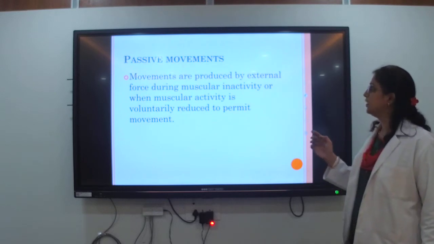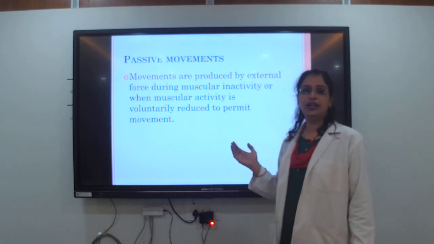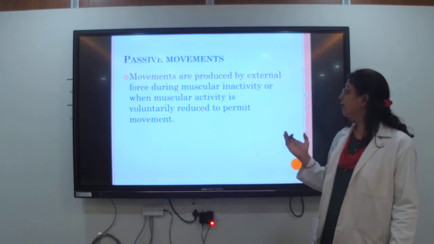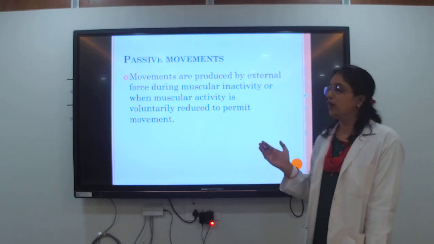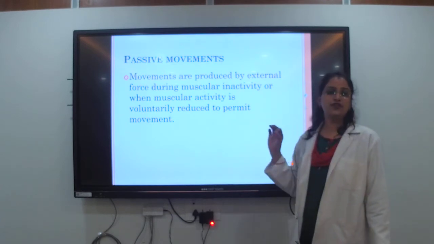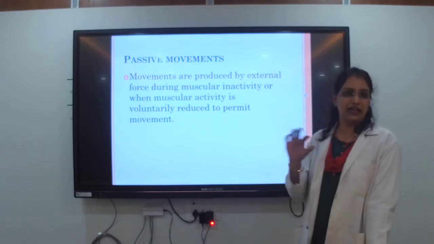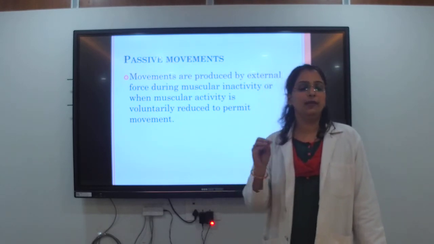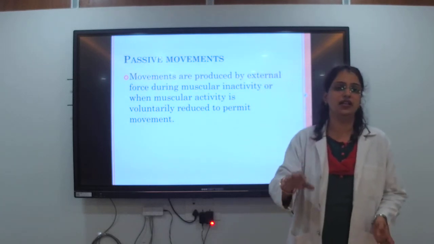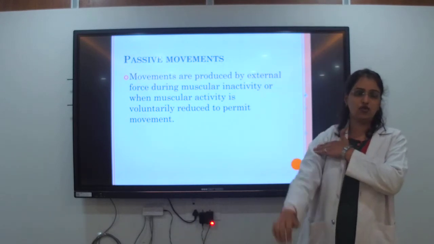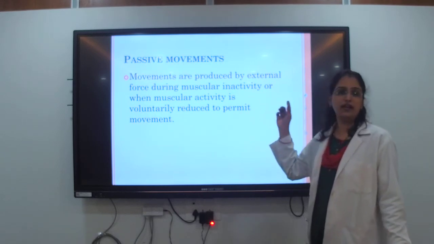So passive movements are movements produced by external force during muscular inactivity or when muscular activity is voluntarily reduced to permit the movement. What is meant by this definition? Have you seen any patient who is bedridden and diagnosed with paralysis? That time that patient is unable to lift his limb. Suppose that patient is unable to move his shoulder above, because there is no muscular activity.